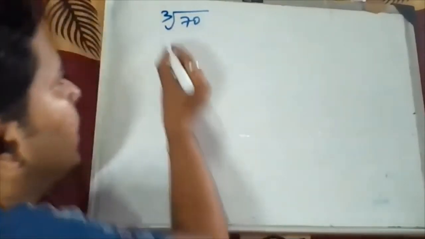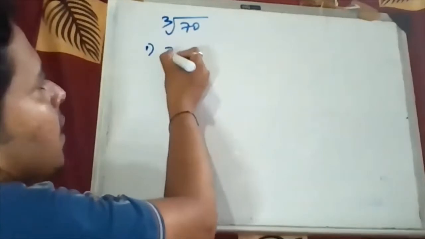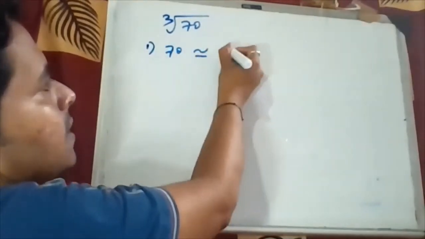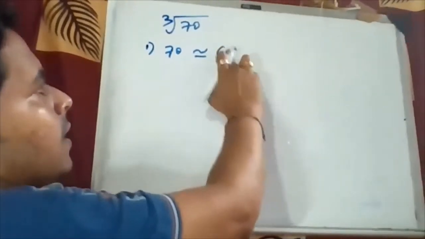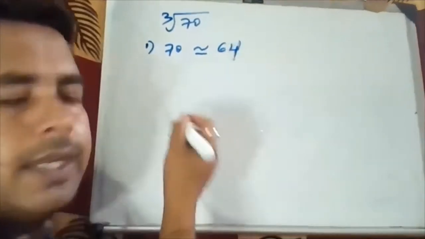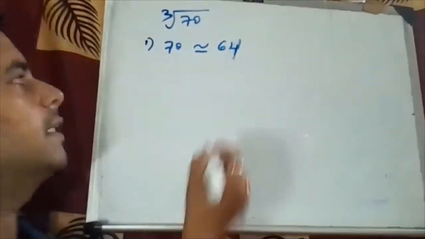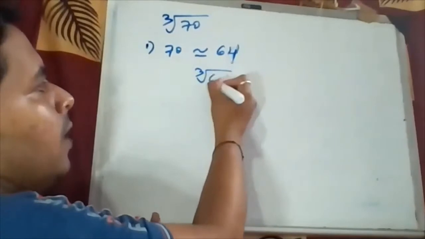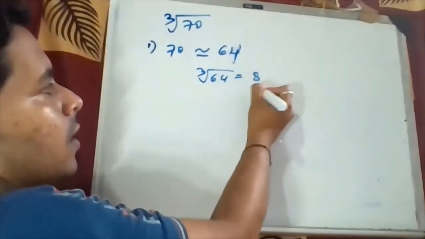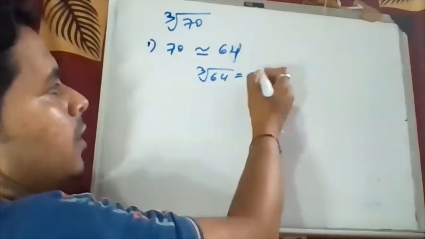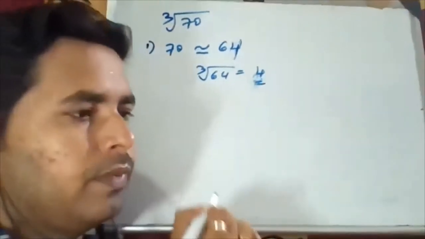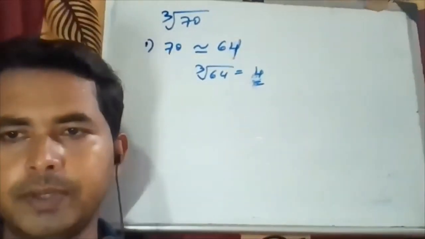So if I take the first step, 70 is nearest to the 64. Okay, 70 क्या है, 64 के नियरेस्ट वैल्यू है. So 64 का क्यूब रूट वैल्यू क्या है, 8 है. सॉरी, 64 का क्यूब रूट वैल्यू है 4. ओके, 64 का क्यूब रूट वैल्यू इज 4.